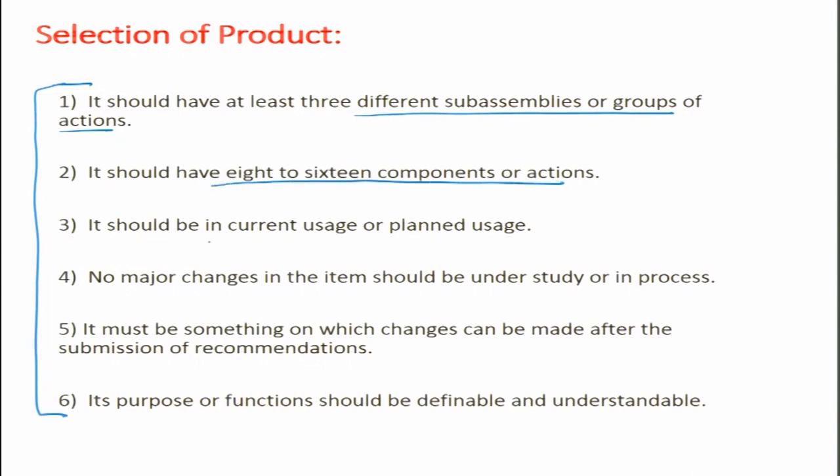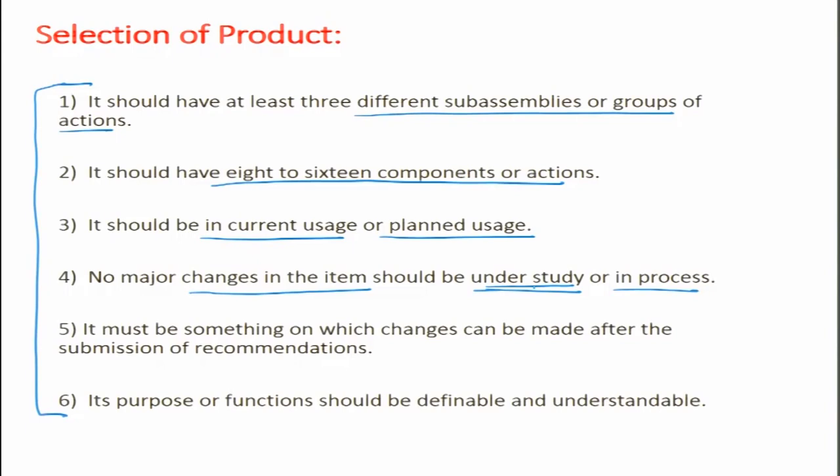Okay, it should be in current usage or planned usage. Anything that is outdated, working on that wouldn't help. So, that is currently being used, or it is to be used in future. Those things all will be worked. No major changes in the item should be under study or in process, because we are applying value engineering. We are starting from the very scratch.